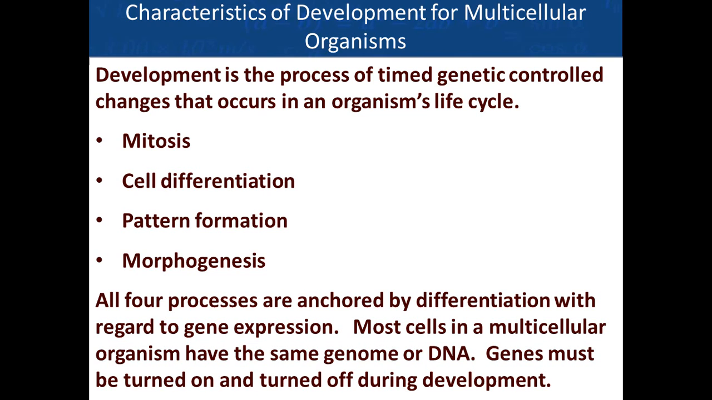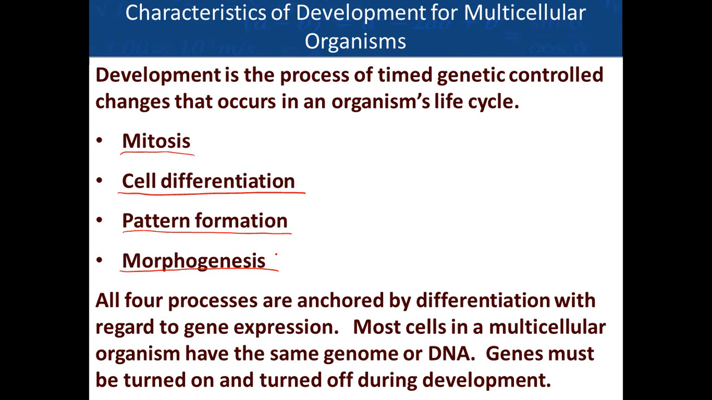So development is this wonderful process of time genetically controlled changes that occur in an organism's life, starting with a fertilized egg or a zygote. There are four main processes that take place. The first one is mitosis. And then once we have a mass of cells, we have to differentiate that cell. And also in development, we need to be able to establish different axes of the organism. And then we also have morphogenesis.